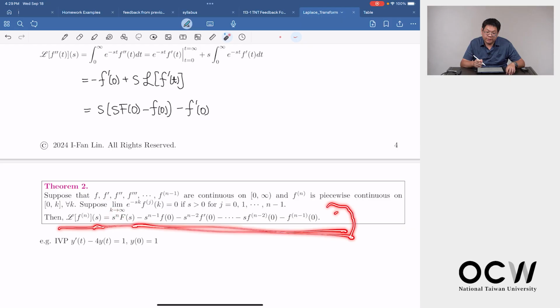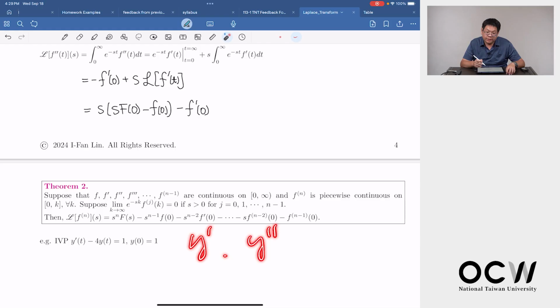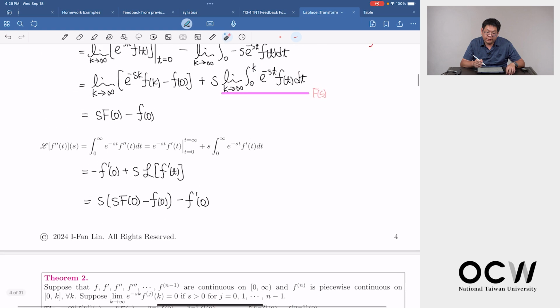But you don't have to remember this actually, because for our course, I think you only need to know y prime and y double prime. What is the Laplace transform of y prime and y double prime? That means at least you should know the Laplace transform of the first derivative and the Laplace transform of the second derivative.